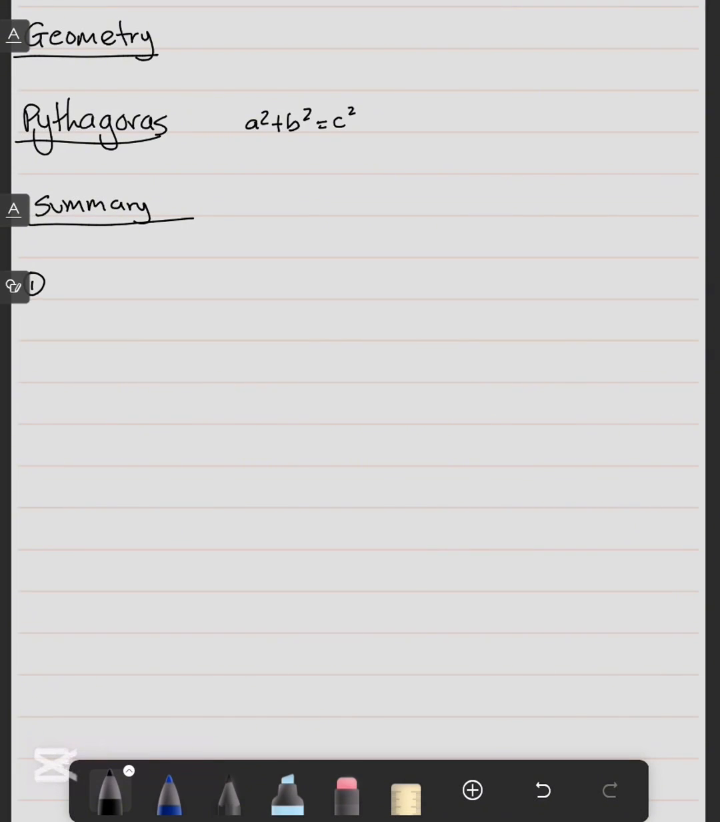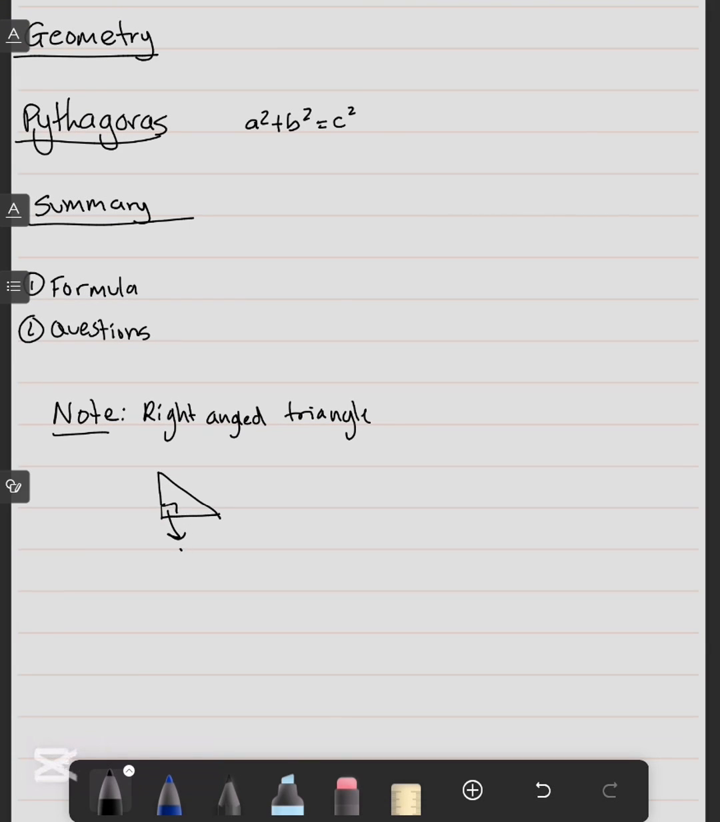Here's a summary from today's video. We went over the Pythagoras formula, which is a squared plus b squared equals c squared, and we also went over the different type of questions. A note to remember is that you can only use Pythagoras theorem on a right angle triangle, so it has to have the little square, which is 90 degrees.